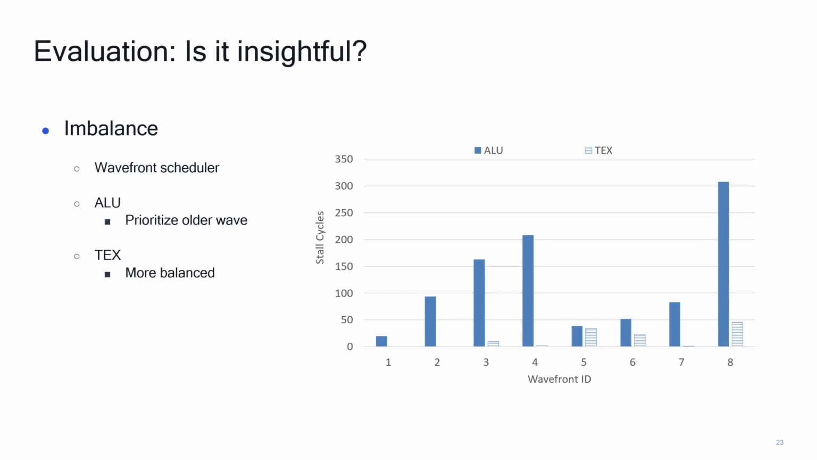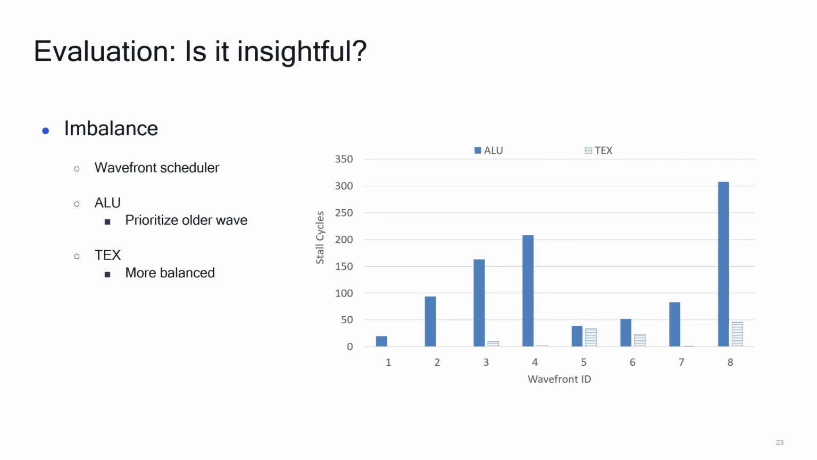The second case study is on hardware. In this case study, we take a look at the resource utilization imbalance issue. We take the first 8 wavefronts from a simulation run and study the cycles they are stalled by the ALU and texture unit. In this simulation run, only 4 wavefronts can run at the same time, so wavefronts 1 to 4 started execution one by one. When they finish execution, they retire and hand over the resources to pending wavefronts.